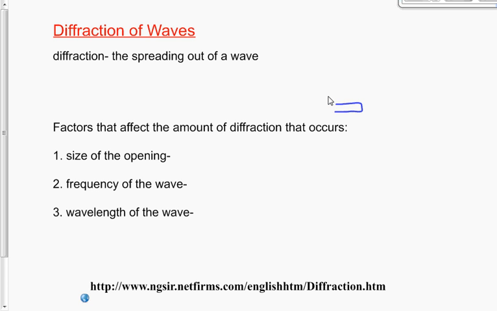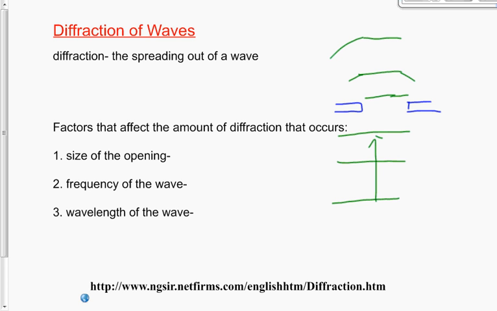Let's say this is my opening, and this is the wave. The wave goes through that opening. Well, you only get a little portion of that wave going through because most of the wave is going to reflect off of the barrier. But that narrow portion that does go through spreads out around the opening. It diffracts around the opening.